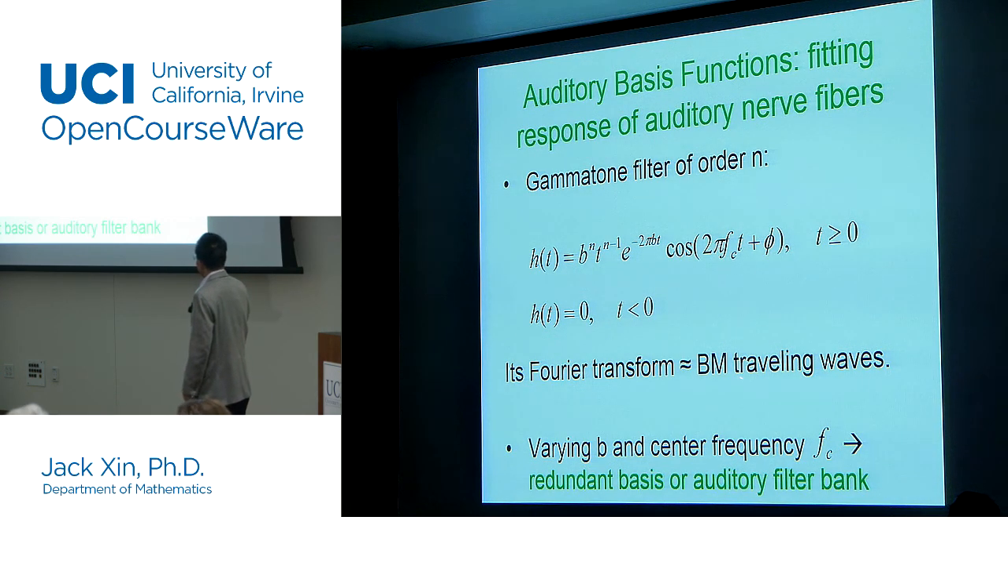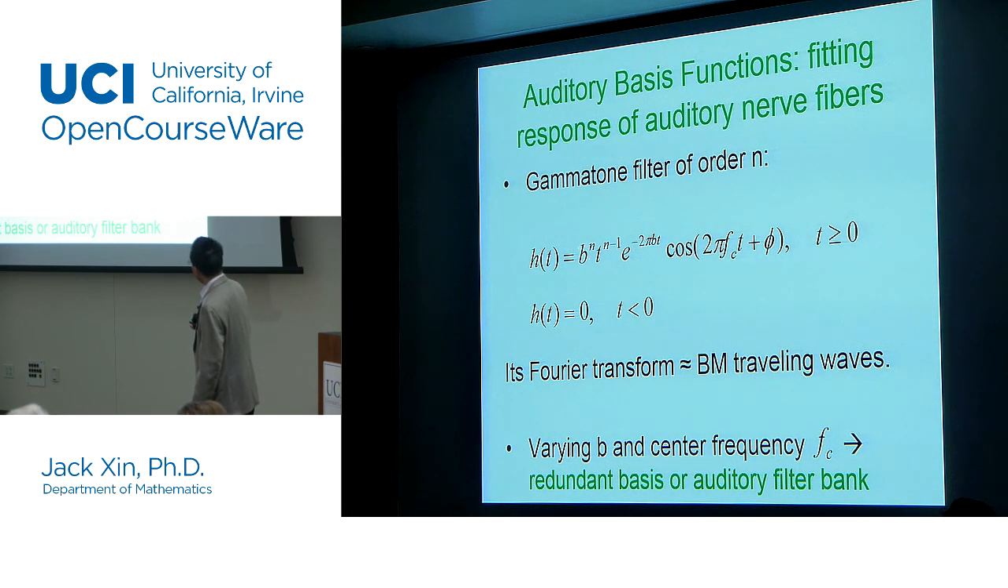You see that fc is a continuous variable, and therefore there are infinitely many of these functions, and clearly they're over-complete. They're redundant, more than what you need. So this is another example of design by God. Everywhere is over-redundant.